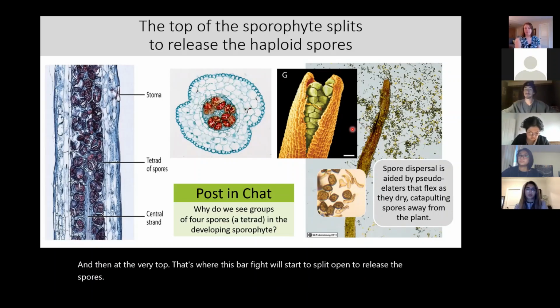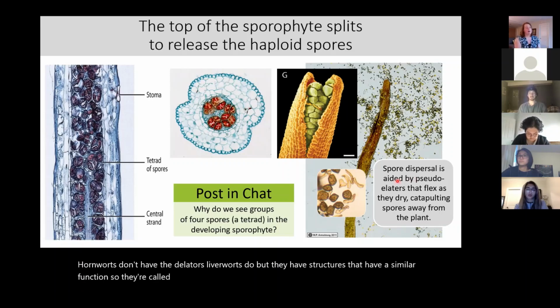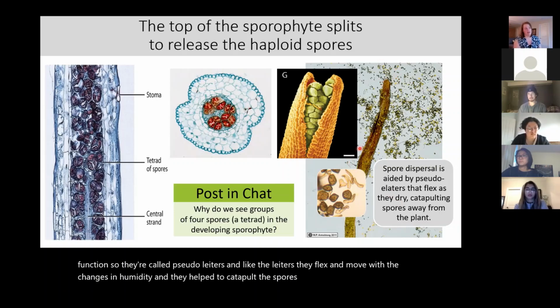Hornworts don't have the elaters like liverworts do, but they have structures that have a similar function, called pseudo-elaters. Like the elaters, they flex and move with the changes in humidity, and they help to catapult the spores further away from the sporophyte to disperse them.